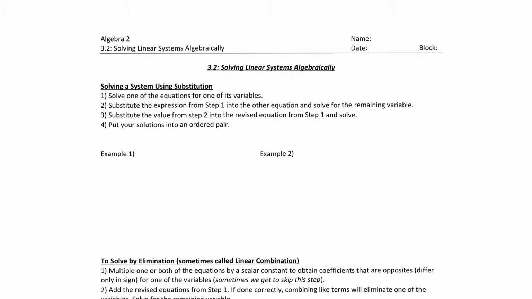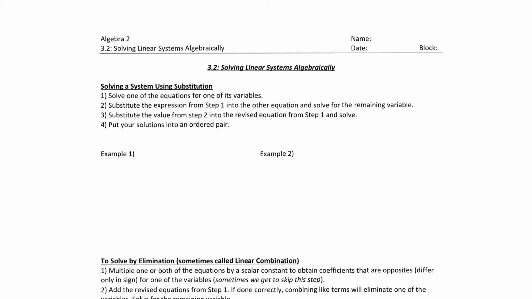In substitution, you will have a system of linear equations that have two variables, usually x and y. The steps I've outlined are that first we're going to solve one of the equations for one of its variables. After we complete that step, we're going to substitute the expression from step 1 into the other equation and solve for the remaining variable. The next step is to substitute the value from step 3 into the revised equation from step 1 and solve. Our last step is to put our solutions into an ordered pair.